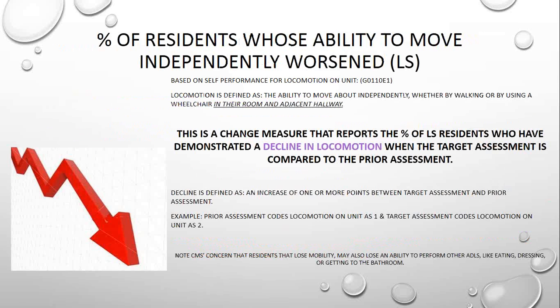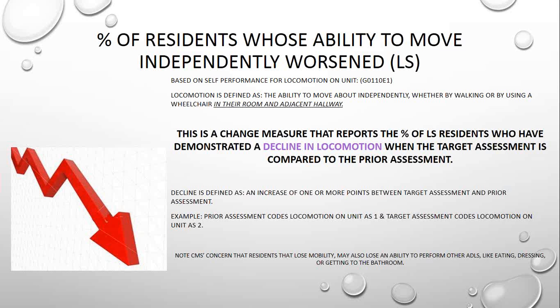Percentage of residents whose ability to move independently worsened. Again, only for your long stay, folks that have been there greater than 101 days. It's based on the self-performance coding for locomotion on the unit. Locomotion on the unit is defined as an ability to move about independently, whether by walking or using a wheelchair, in their room and the adjacent hallway. So the unit is their room. You go out their door and 1 doorway to the right, 1 doorway to the left, approximately. And that's what locomotion on unit is.